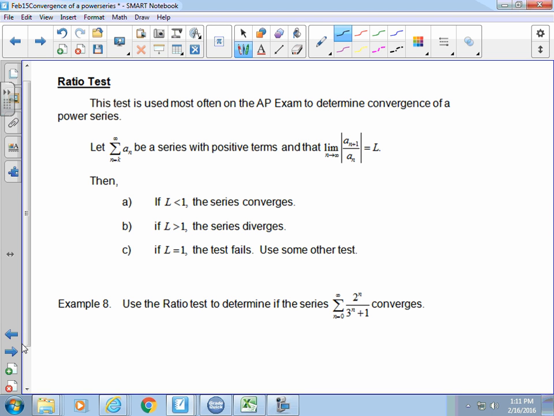Ratio test is the next test we're going to look at. We have one more test after this before we do intervals of convergence. The ratio test says the limit as n approaches infinity of a subscript n plus 1 divided by a subscript n equals L.